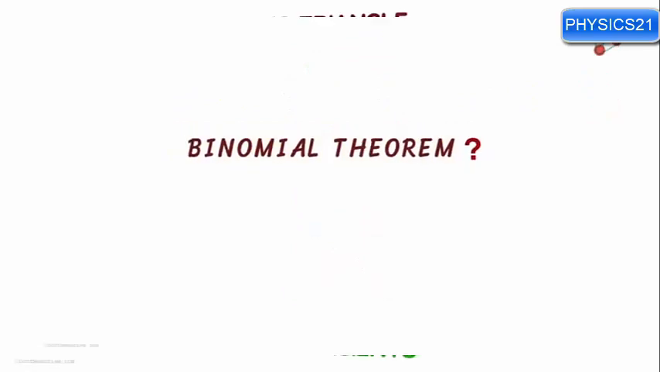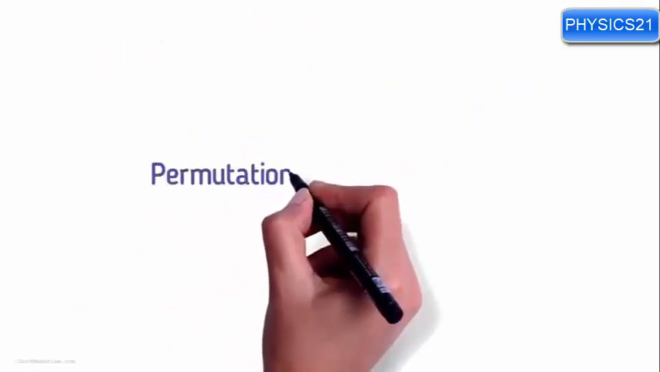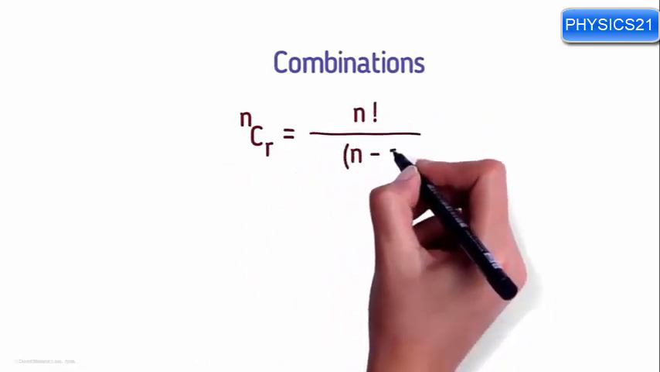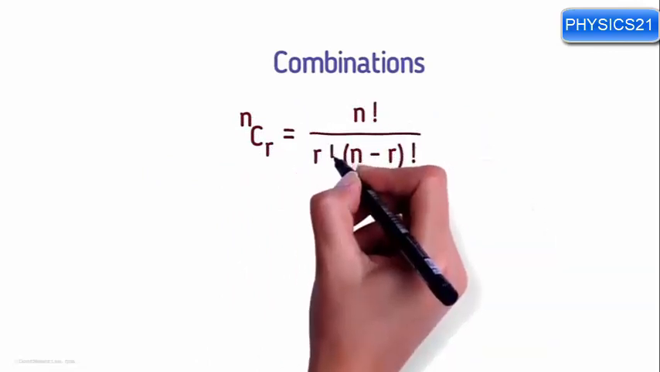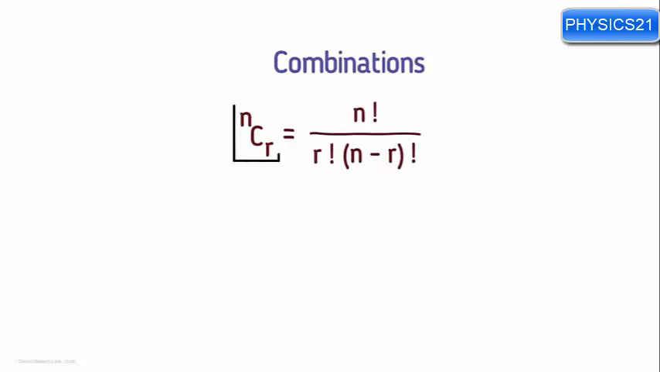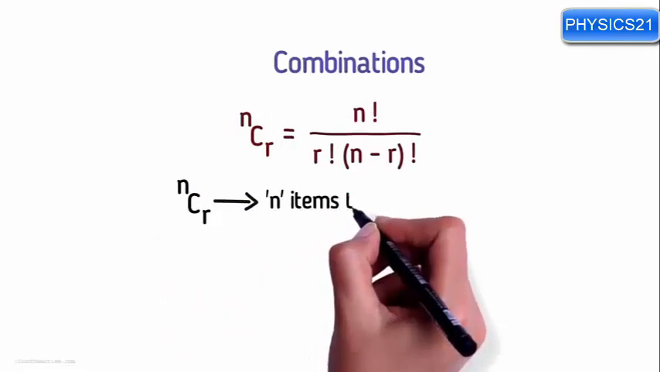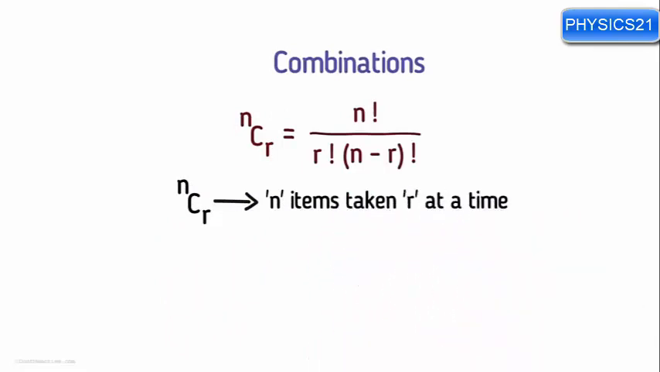So what is the binomial theorem? Yes, it's permutations and combinations. We will be requiring only combinations here. We all remember the formula of combinations, right? Yes, it was nCr equals n factorial over n minus r factorial times r factorial. What does nCr mean here? nCr represents n items taken r at a time, where the order in which the items are chosen does not matter.